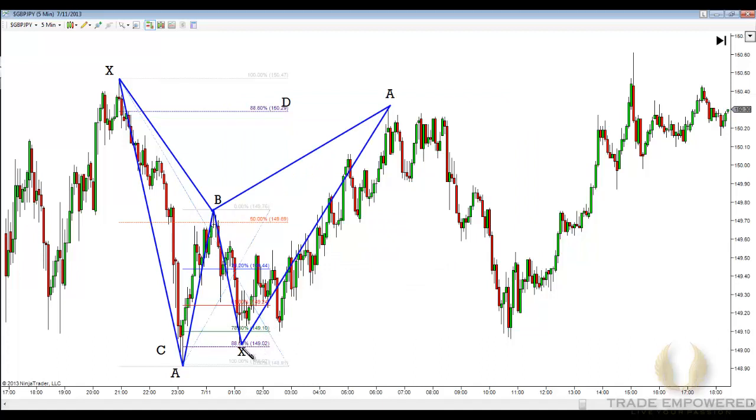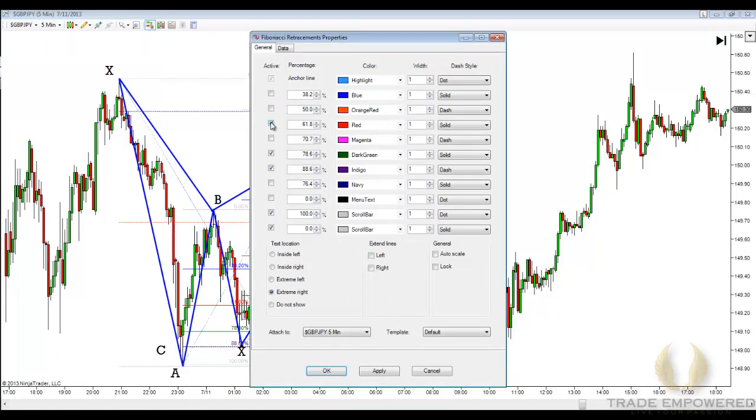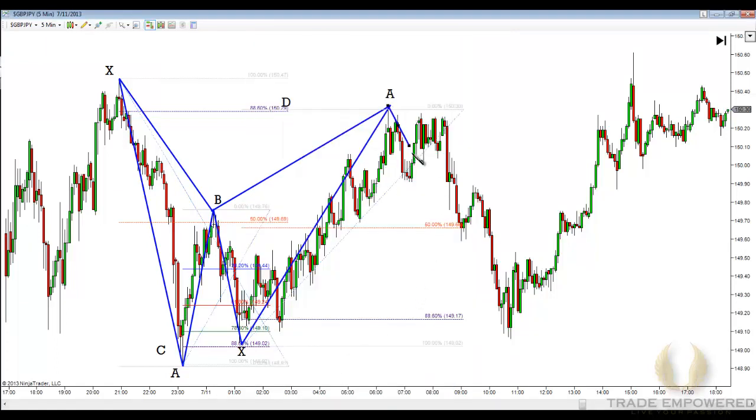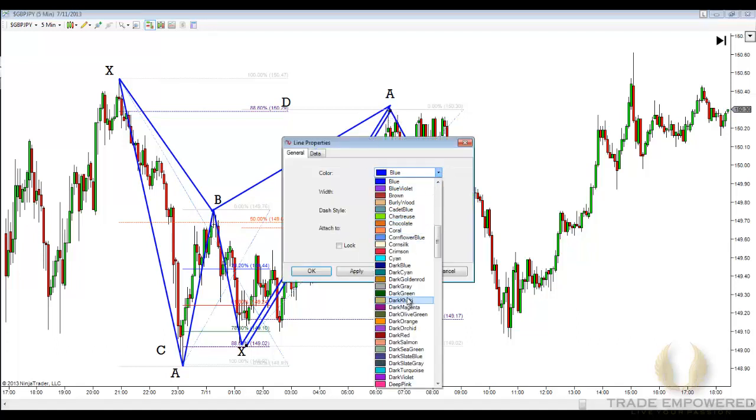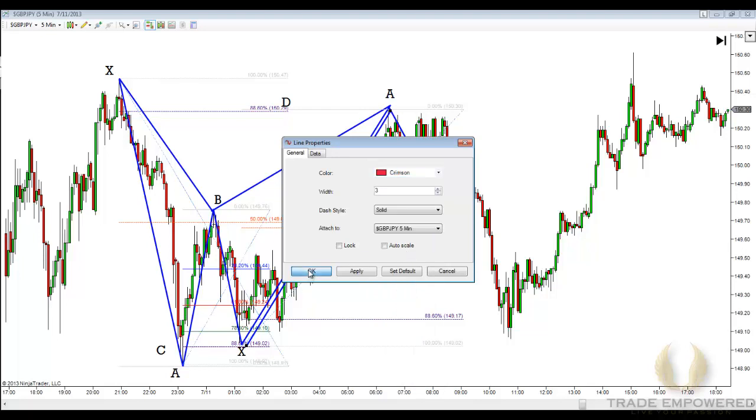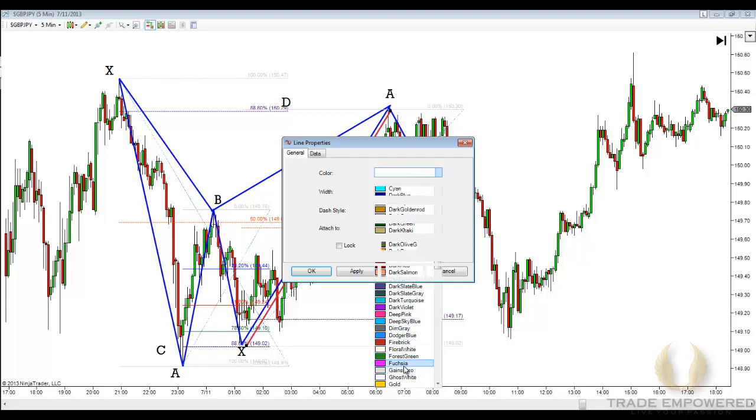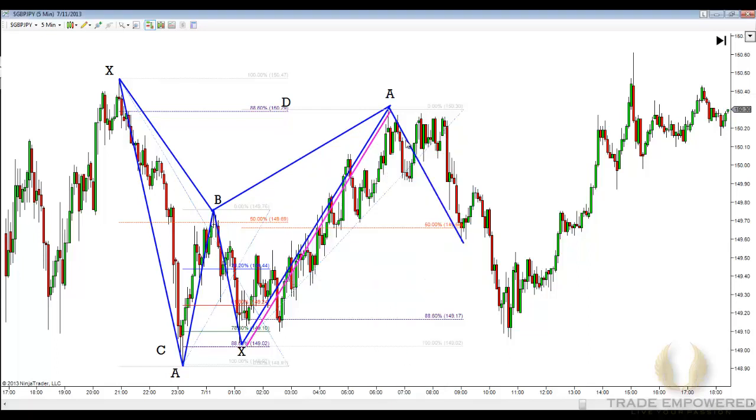We're then going to bring our Fibonacci retracements on from our swing low in this case, our X leg to our A leg, and we're going to look for a 50% retracement. You can see price action spikes down, comes right to my 50%. And let me make this a different color so it stands out a little bit. Let's make it pink. Pink, there we go.